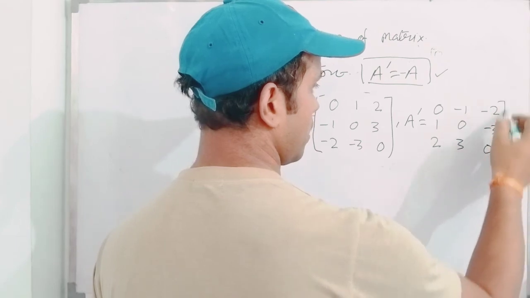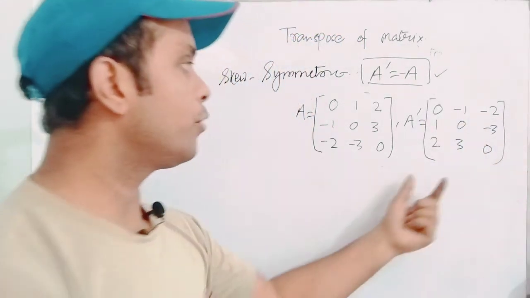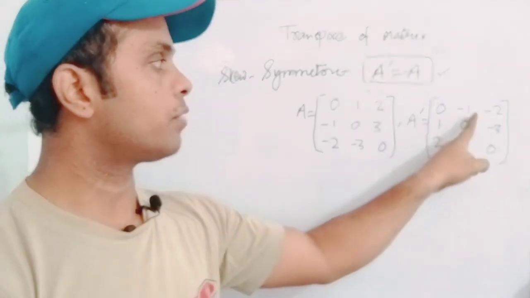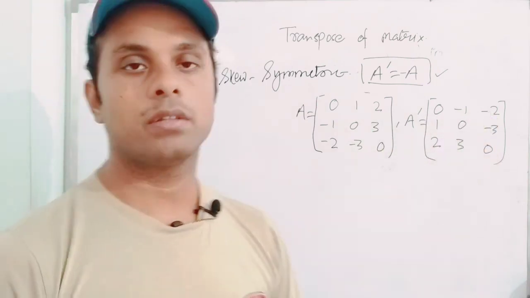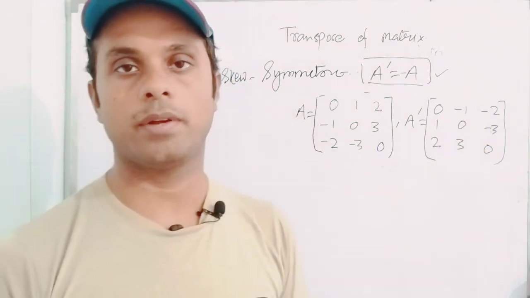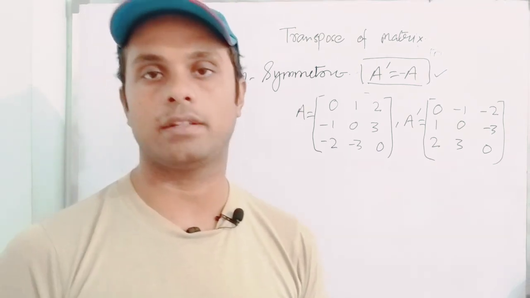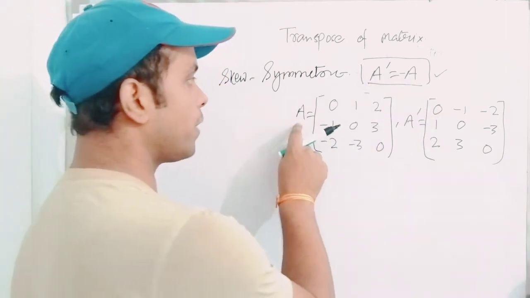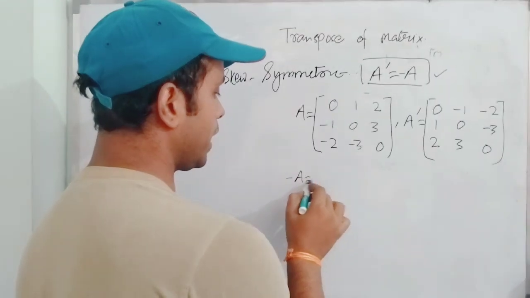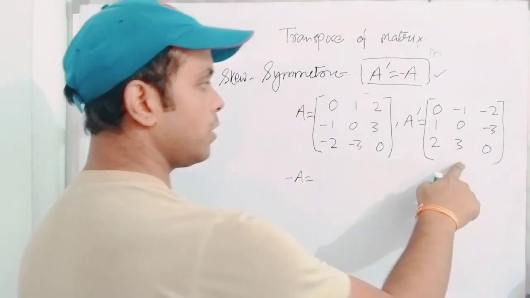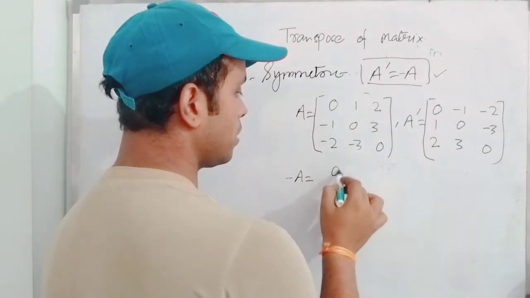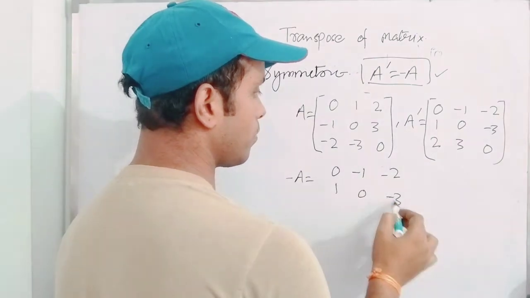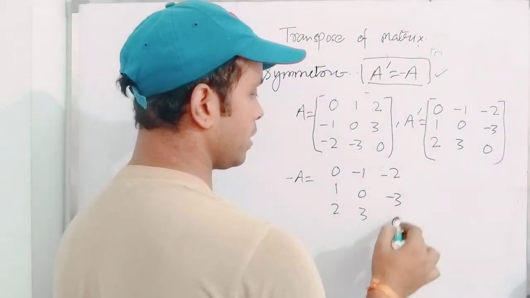Now let's check. Then you will obtain the difference of minus sign only. Look, here 1 is positive, there 1 is negative, 2 is positive and 2 is negative. That means we obtain all the elements equal but opposite in sign. So what was the condition? A transpose is negative of A. Okay, so now find negative of A. If you find negative of A, that would be equal to A transpose. So change all the signs here. 0, minus 1, minus 2, plus 1, 0, minus 3, 2, 3, and 0.